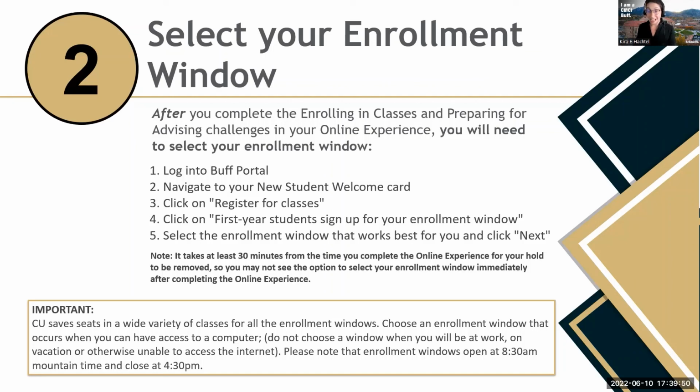If you wait until the afternoon of that day or until the second day of the window, you may have fewer options for courses to register for to complete your schedule for fall. Please be aware that CU saves seats in a wide variety of classes for all enrollment windows, and that seats are released at the start of each window. So make sure, again, to choose a window that works for your schedule so that you can be there bright and early to register on that first day.